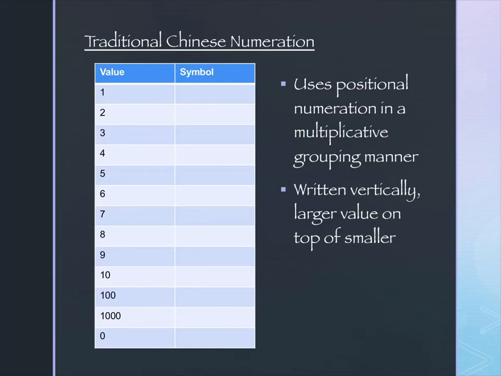The traditional Chinese numeration system uses positional numeration. That's what we've actually already seen. But it has a multiplicative grouping manner. That's different. The other thing that's different is they don't write it from left to right. They write it from bottom to top. This is written vertically. So the numbers in traditional Chinese go like this.